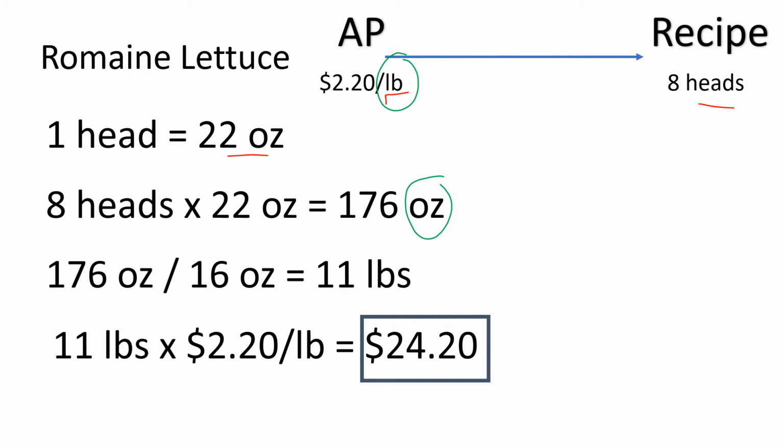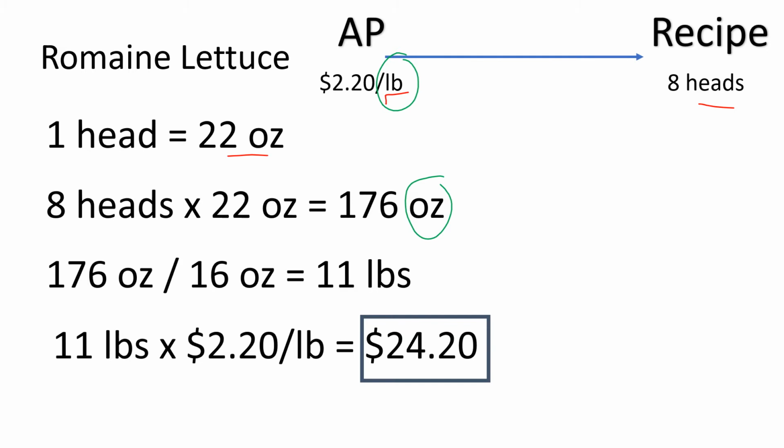So now we take that 176 ounces. Why do we divide by 16 ounces? 16 ounces to a pound. Because we're going to pounds. So now I need 11 pounds of lettuce. Now do my units match? Yes. And so now you can see we need 11 pounds. And we're going to multiply that by our $2.20 per pound, give us $24.20 per amount of lettuce, per 8 heads of lettuce.